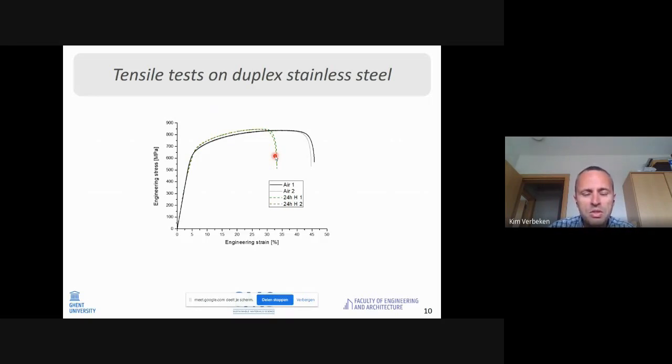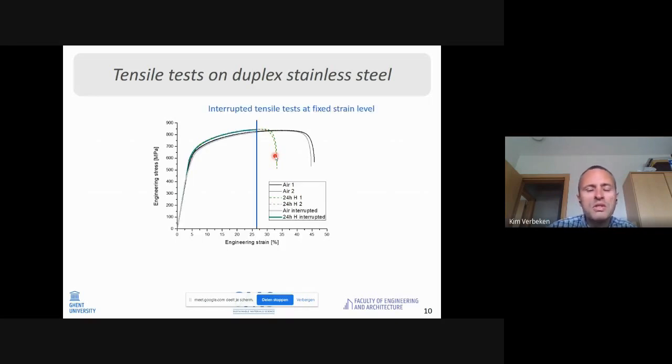Now, our idea was to do interrupted tests at the strain level which was reached in both conditions. So we do interrupted tests here at about 26% engineering strain, and at this fixed strain level, we wanted to compare how the microstructure looked for both conditions. So these are interrupted tensile tests where we stop at the same point, and we say, okay, if we compare those two conditions, then we clearly see the effect of hydrogen on how your material deforms.